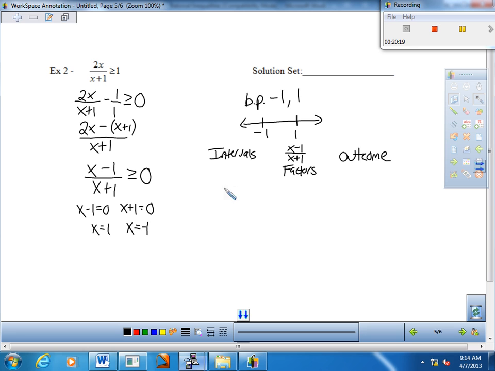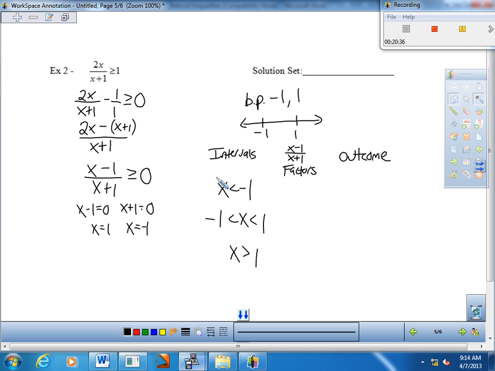Okay, so I'm looking to the left of -1. Throw that in place if you would. I'm looking in between -1 and 1. Throw that in. And last, bigger than 1. Again, hopefully it's getting quicker, more efficient, whatever you call it there. And let's go put this in place.